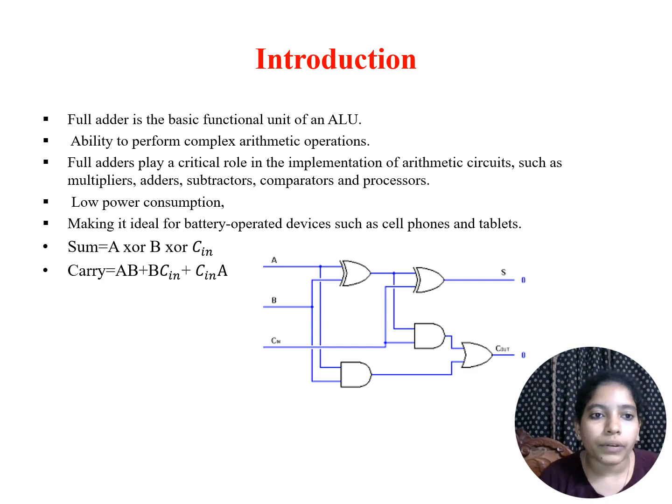as we all know, the full adder is the basic functional unit of an ALU and it has the ability to perform complex arithmetic operations. And this is the normal block diagram of the full adder. It has three inputs and the corresponding outputs, sum and carry. Sum and carry are given by: sum equals A XOR B XOR C in, and carry equals AB plus B C in plus C in A. Full adders play a critical role in the implementation of arithmetic circuits such as multipliers, adders, subtractors, comparators, and processors.